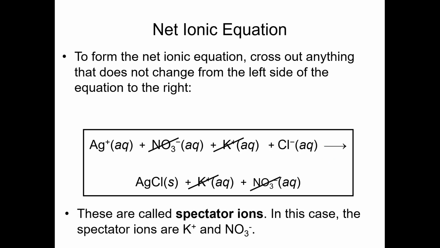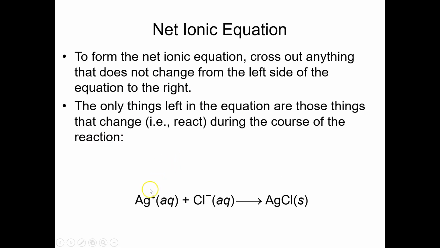Then finally, to get what's called the net ionic equation, we simply write what's left after we have removed the spectator ions, and what's left is silver ions plus chloride ions give solid silver chloride. So we cross out anything that doesn't change from the left side to the right. Those are the spectator ions. We remove them, and the only thing that's left in the equation that is actually changing is silver ions plus chloride ions going to solid silver chloride.